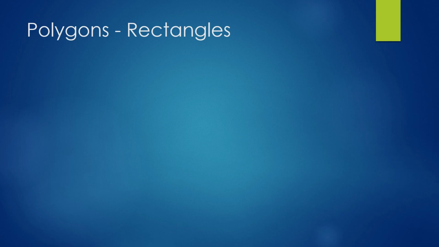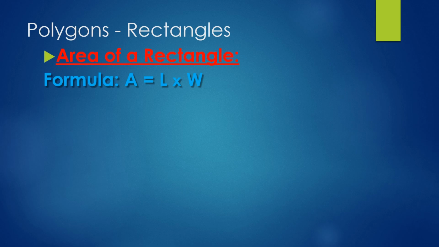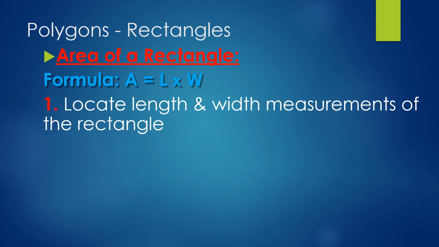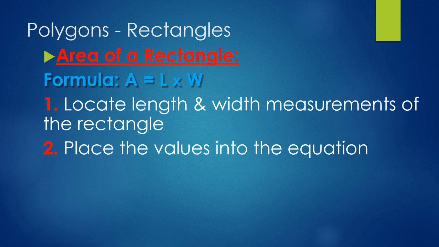Now we're going to look at rectangles. For the area of a rectangle, the formula is area equals length times width. First, you'll take the length and width measurements of the rectangle and place the values into the equation.